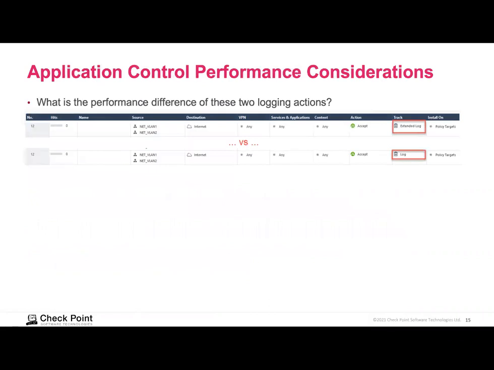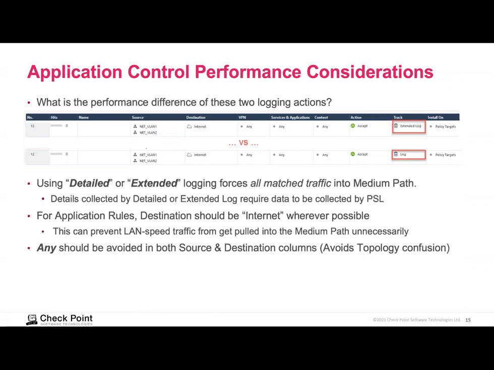App control. I can't have somebody answer this question, but I'll just throw out there, what is the performance difference between these two logging options in an app control rule, where we have extended log versus log? And the answer is that using detailed or extended logging forces all the traffic going through that rule into the medium path. And the reason for that is that the details that need to be collected to write a detailed or extended log require the traffic to go through the passive streaming library.